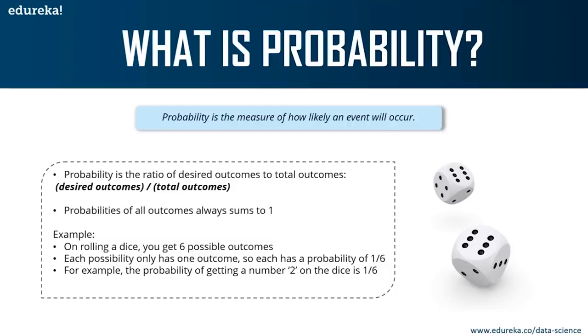Similarly, if you want to find the probability of getting a number 5, again the probability is going to be 1 by 6. All right. So all of this will sum up to 1. So guys, this is exactly what probability is. It's a very simple concept. We all learned it in 8th standard onwards, right?